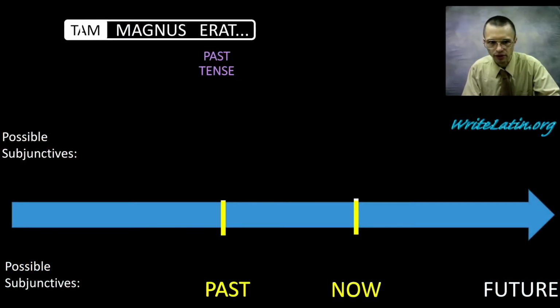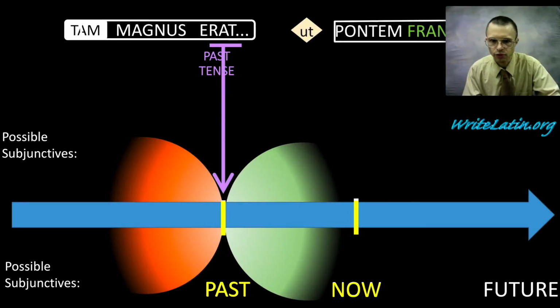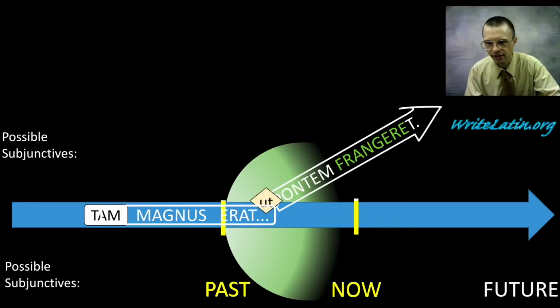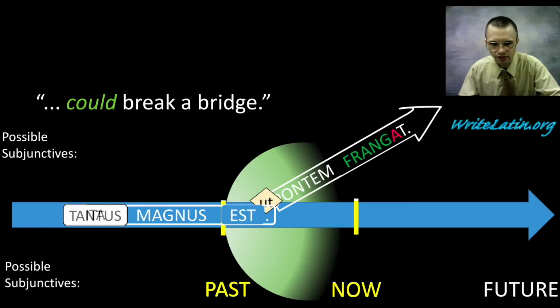So great he was. Now, the first thing you look at is where is the main verb? Is it present or is it past? And this one is obviously past, so the subjunctive clause is going to be relative to that, in this case in the green area. So great he was that he would break a bridge. Could break a bridge. Such great he was. So much great he was. So great he was, and so on.